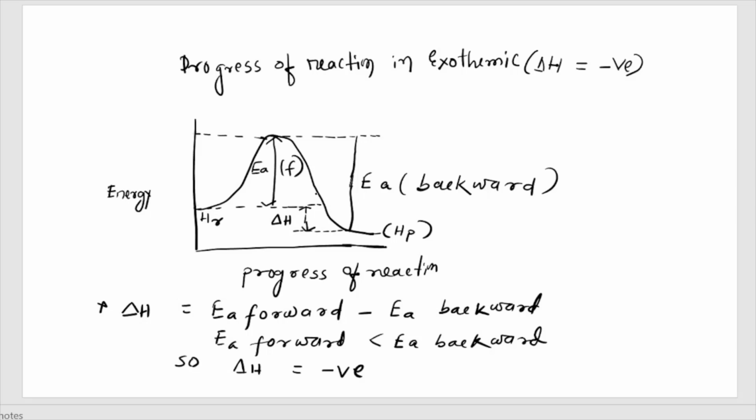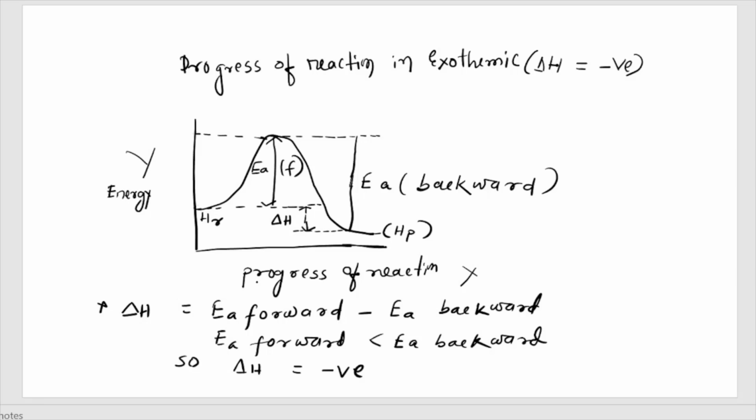Now it is exothermic. See, delta H is negative, and here EA forward reaction is less, EA backward reaction is more. So EA forward and EA backward. Since EA backward is more, that is why the delta H sign is negative. I hope this plotting graph is clear. The y-axis is energy, and the x-axis is progress of reaction, and this is the intermediate step that is called the transition state or activated complex.